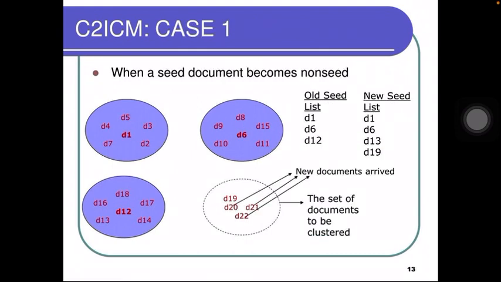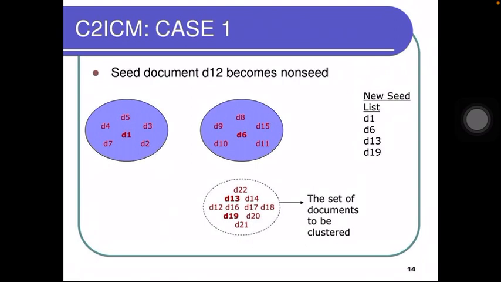Case 1: when a seed document becomes non-seed, the set of documents to be clustered is D19, D20, D21, D22; new documents arrive. The old seed list is D1, D6, D12, and the new seed list is D1, D6, D13, and D19. Seed document D12 becomes non-seed.